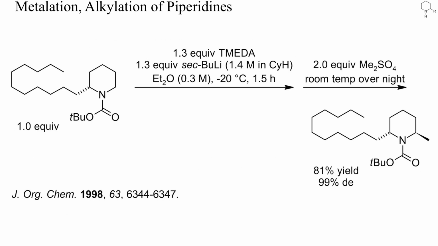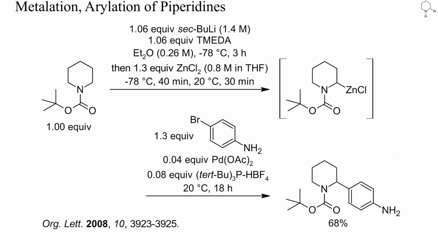In this example, a substituted piperidine was lithiated with sec-butyllithium and then methylated with dimethyl sulfate. Deprotonation occurred at the methylene group only, and the alkylation proceeded with high diastereoselectivity. Metallated piperidines can also undergo palladium-catalyzed arylations or vinylations, as shown here.